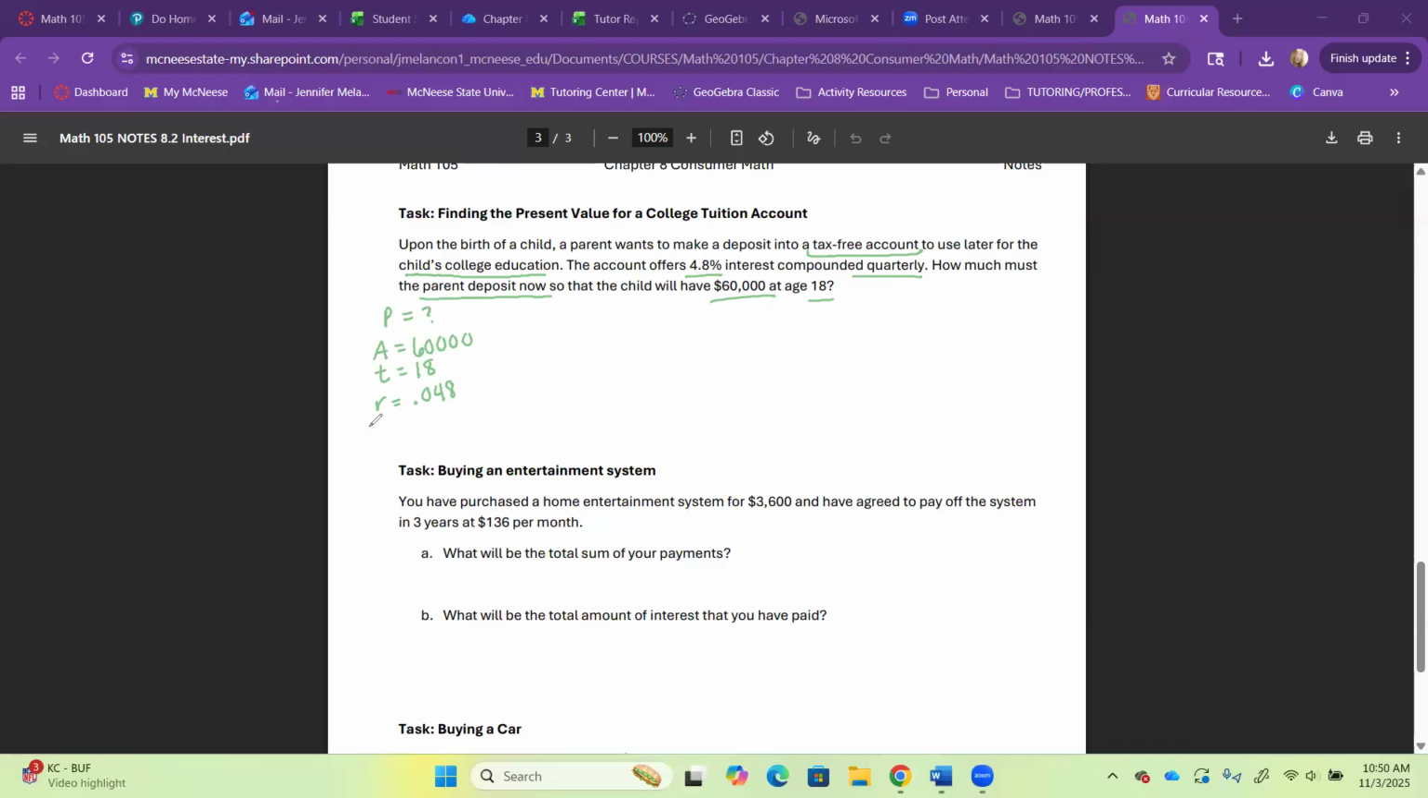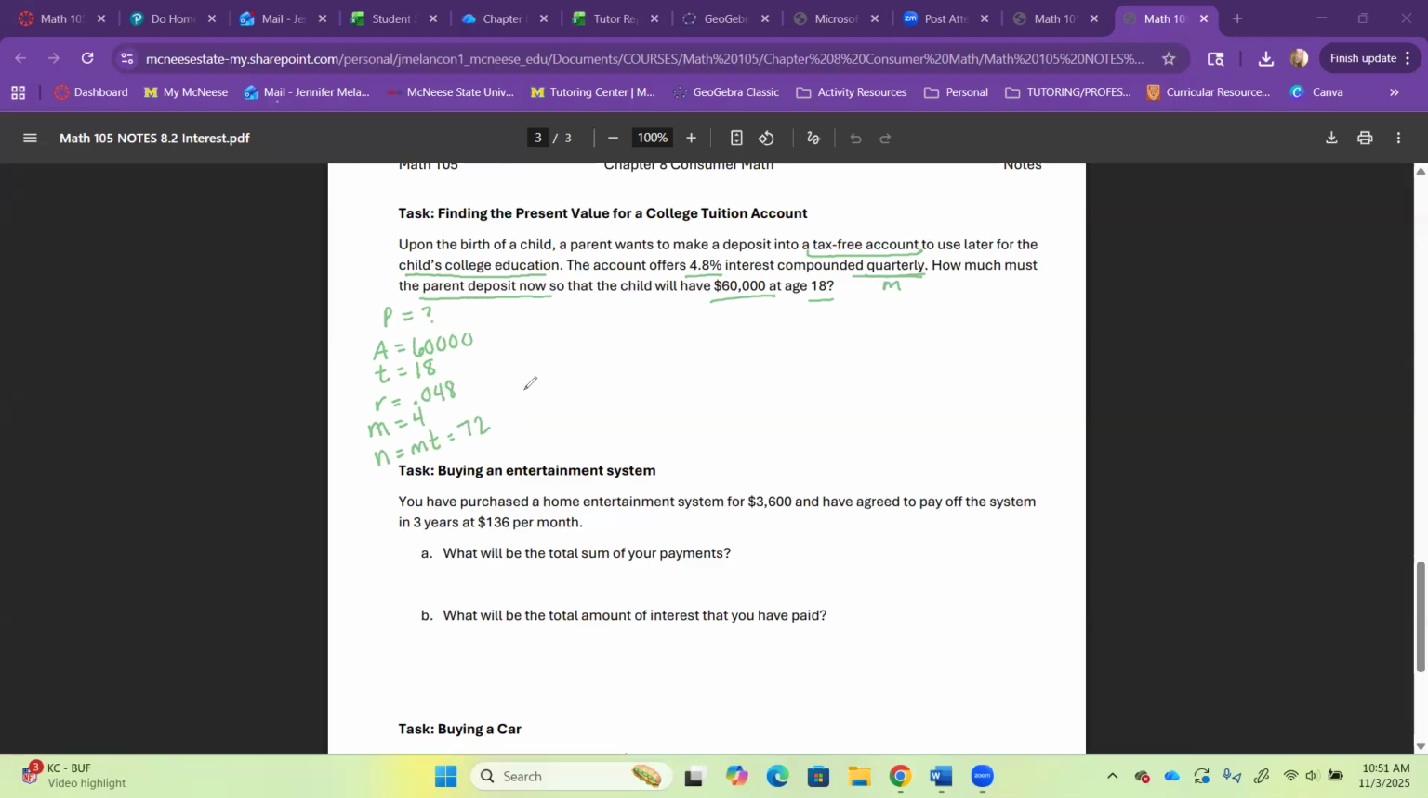Let's see, what else do we need? We need M. M is how many compounding periods per year. So that is determined by this part right here where it says quarterly. So M is 4. So N, remember, is M times T. So how many compounding periods will there be in the life of this account? So there will be 4 a year times 18 years, which gives us 72. So there will be 72 total compounding periods in this whole thing.